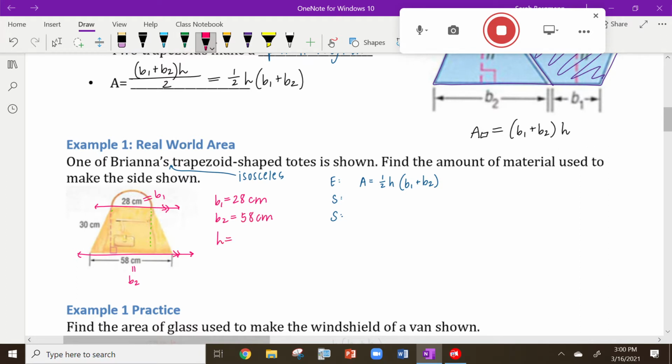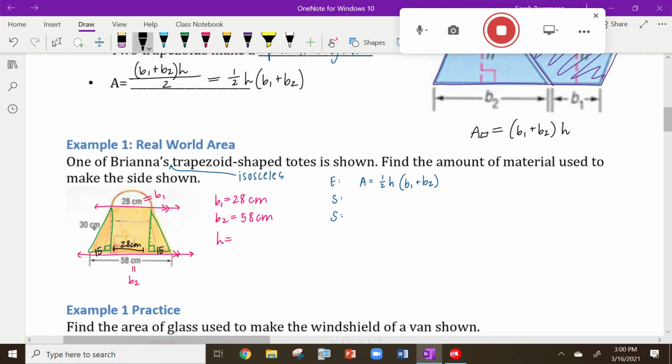In order to find the height of this, I need to look at one of these right triangles. So I know that these right triangles would be the same length on both sides. From this point to this point is 28 centimeters. 58 minus 28 is 30. So that means each of these triangles has to have a base of 15.